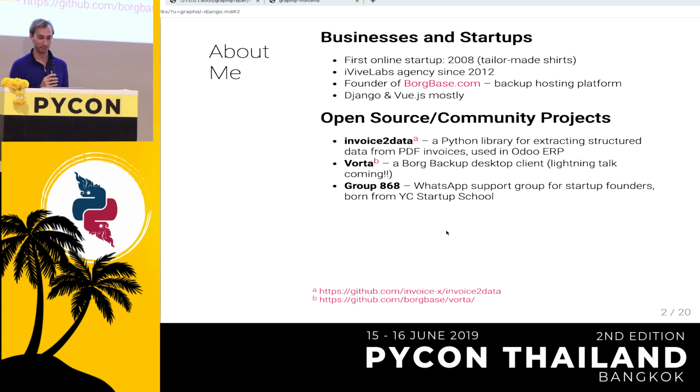Then some of my bigger open source projects. One is invoice2data. You can give it a PDF invoice, and it gives you structured JSON data or whatever you need. So it's for accounting. Then Vorta is an open source backup client for desktops that you can run on a MacBook or Linux. It's in Python, and it's a front end to Borg backup, so it's very high performance backup. And then I'm running a small startup group where, when you're a solo founder, you can join the group and discuss your marketing problems or your technical problems.